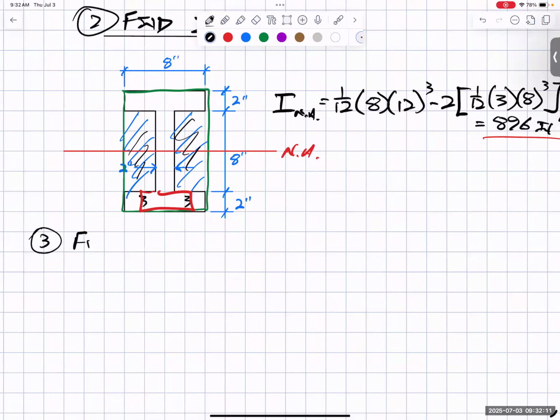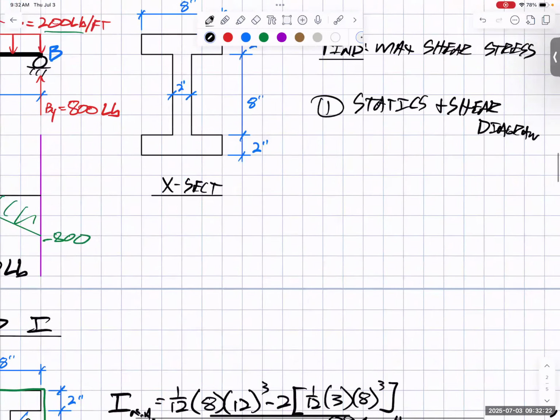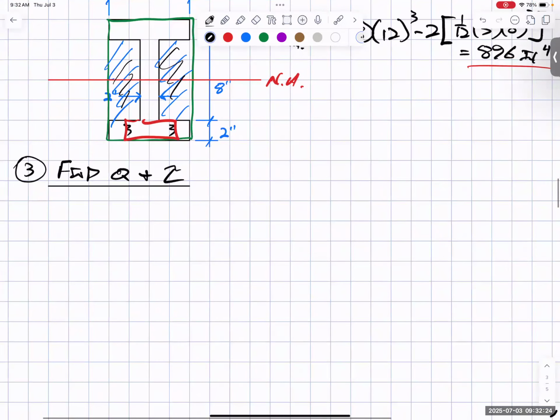For step 3, let's go ahead and find out what our Q and our shear stress is as we move along this cross section. Because we're asked to find maximum shear stress, but let's find it all the way out along the cross section.